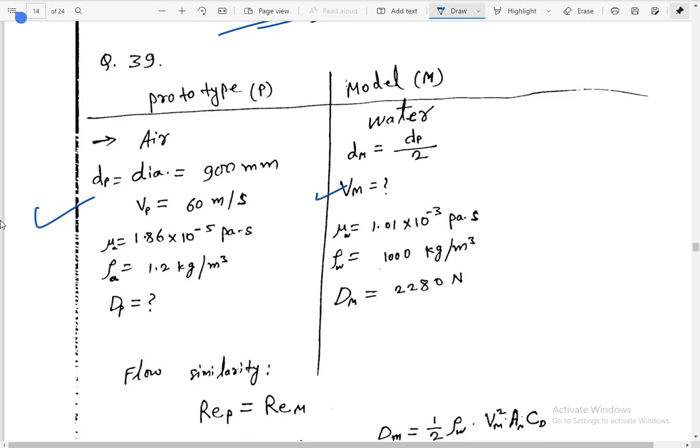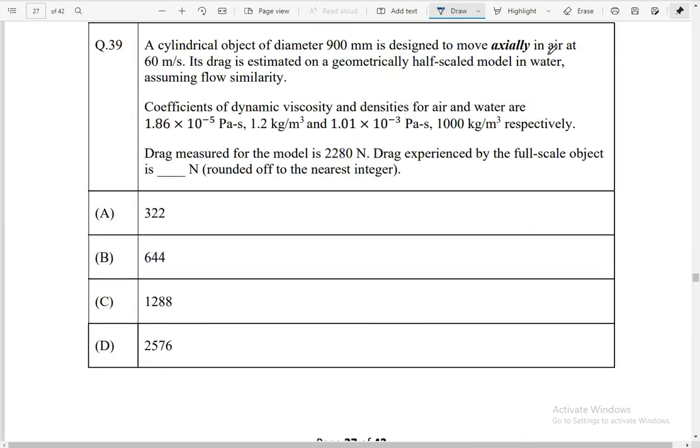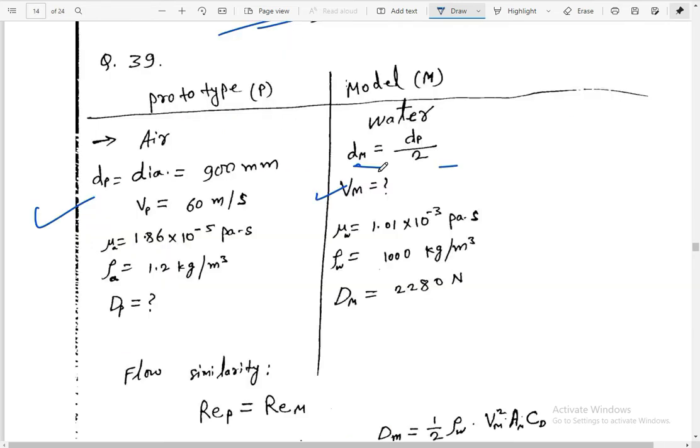Diameter is given, and here it is given dm equal to dp by 2, because here it mentions its drag is estimated on a geometrically half-scale model in water. So according to that relation we have dm is equal to dp by 2, half of the prototype.